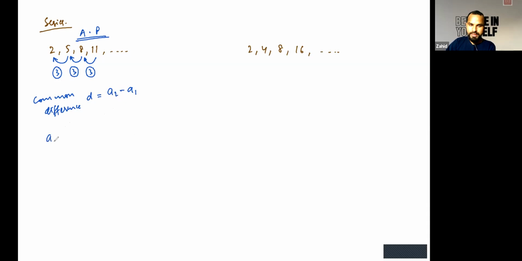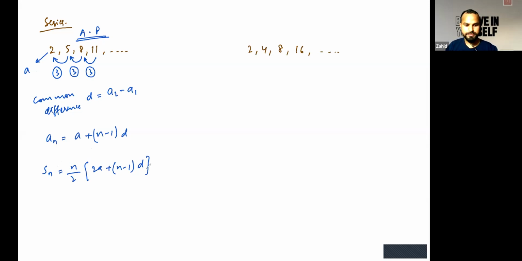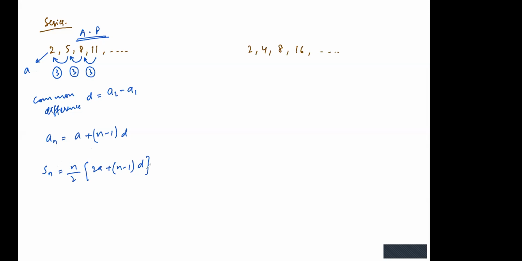So how to calculate the nth term or last term of this particular sequence? It would be an equals a plus (n minus 1) times d. a is called the first term, which is 2, or let's say you call it a1 or a. Similarly, the sum of n terms is n by 2 times (2a plus (n minus 1) times d). Here n is the number of terms, a is the first term, and d is the common difference. Is it clear? Yes, sir.